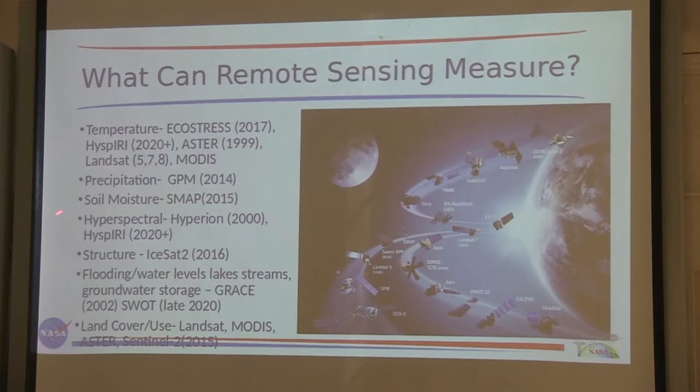And we have a few other ones. They have ones that have hyperspectral, so they'll do multiple wavelengths or different chunks of wavelengths. Things can do structures, flooding levels in water, or land use change. Things like Landsat and MODIS are very popular for that.